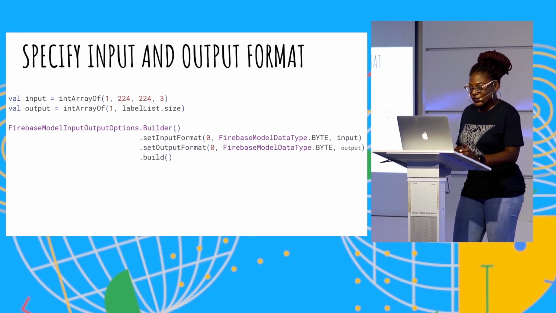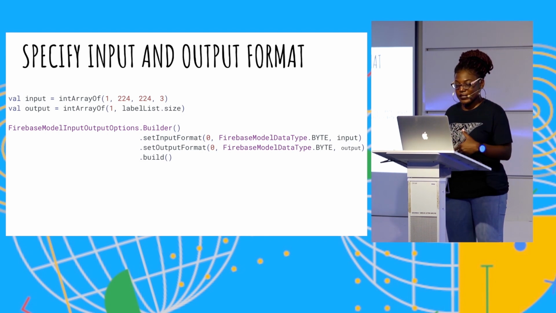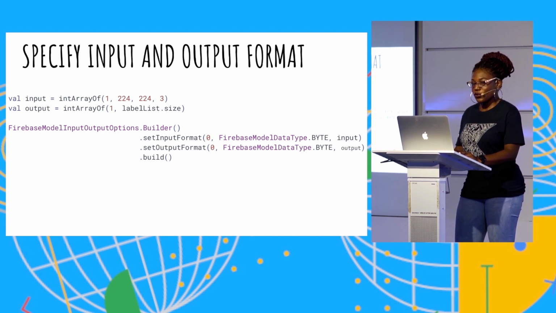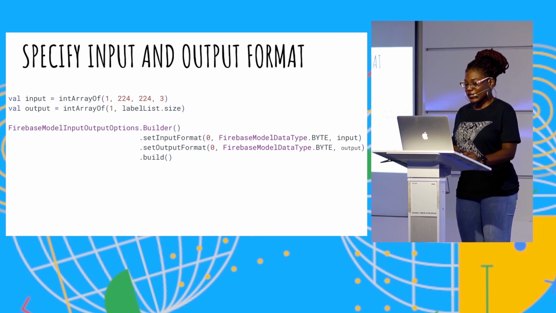It has the RGB format, which explains the 3 at the end. And then we also specify the output condition. So we're also returning an array of 1. And then we have the label list size. Remember the label list that contains all the different items that the model can recognize. So we take that list, get the size, and also return that too.